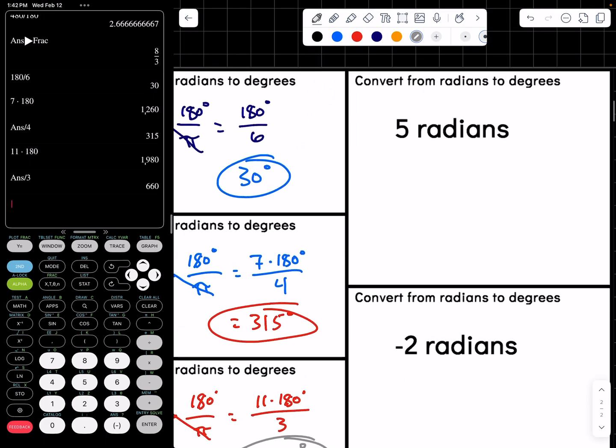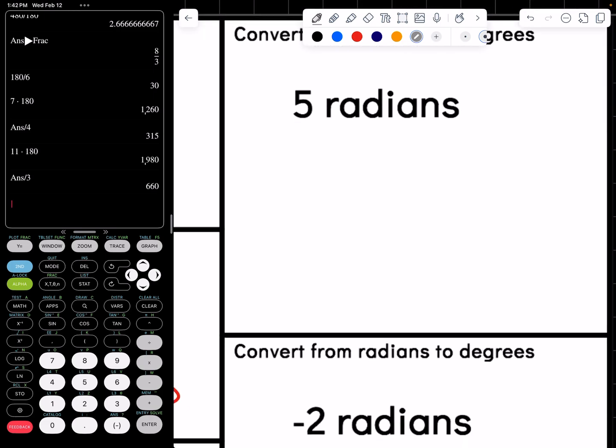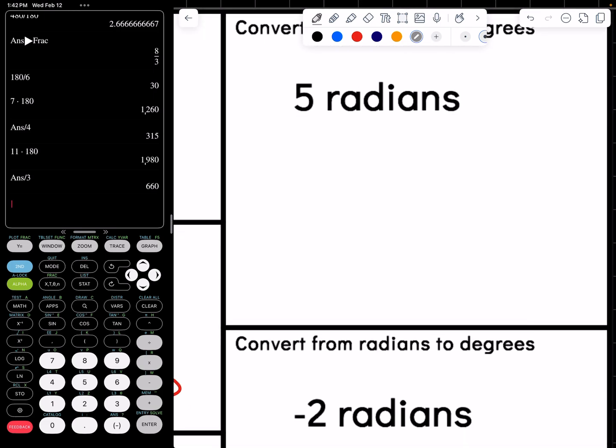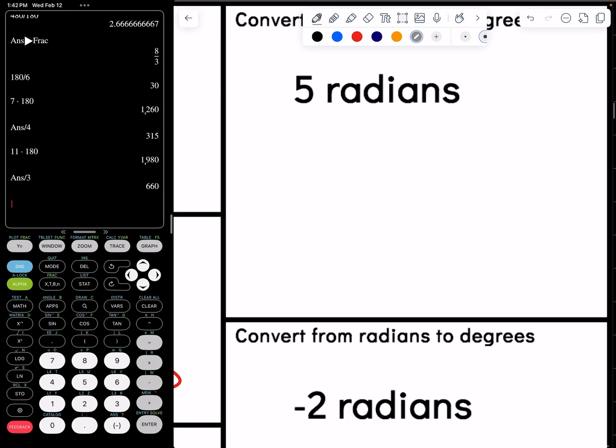Now, what do we do if the radian measure does not have pi? We can still work this out. It's just going to look a little bit different. So we have our 5 radians. Let's set up our equation. We're going from radians to degrees.